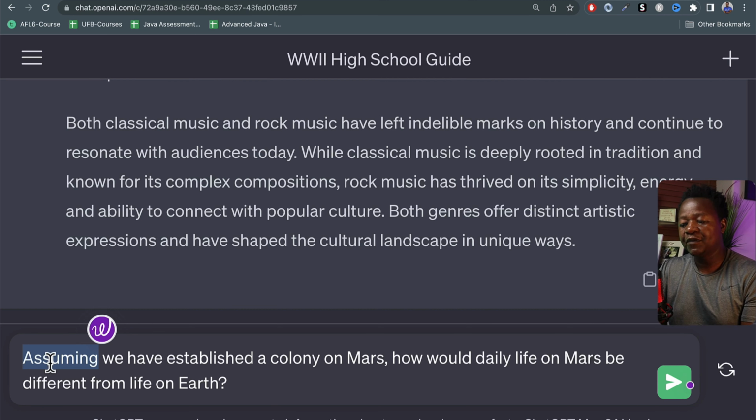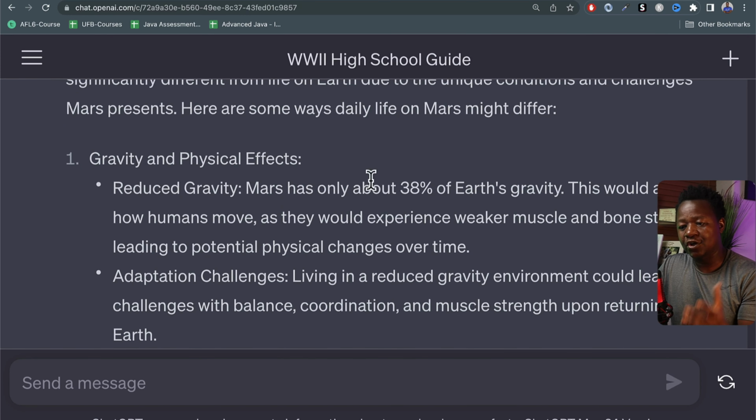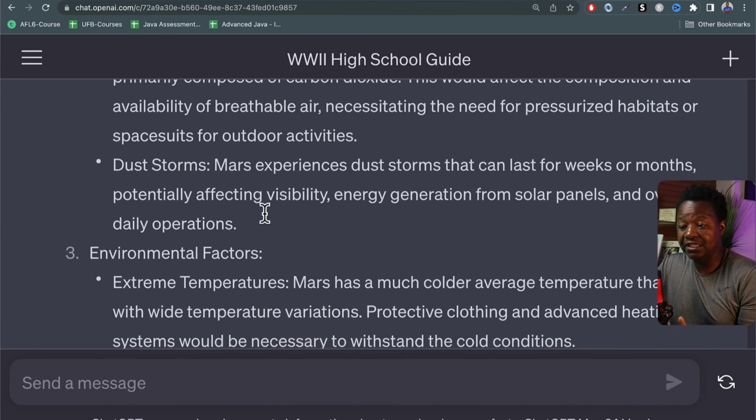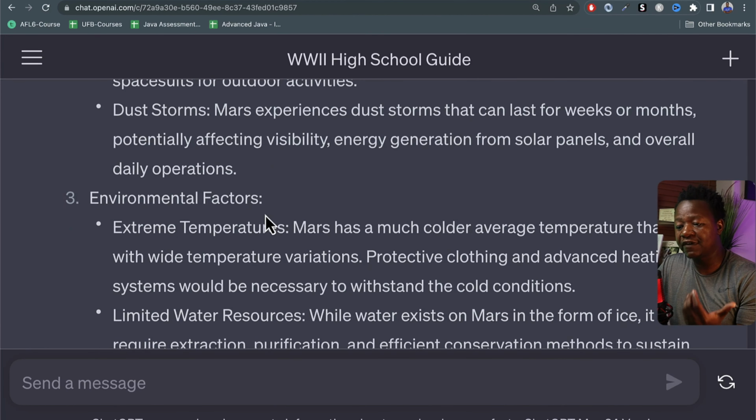So, okay, gravity and physical effects. It broke down into a list with bullet points to present some of these ways where life on Earth and on Mars may differ. So first of all, gravity and physical effects. It talks about reduced gravity on Mars, adaptation challenges, atmospheric conditions being different, environmental factors, and so on. As you can see, the Assumptive framework is really easy to use and really gives ChatGPT a bigger playground to play with, right? To really get the information that we're looking for.